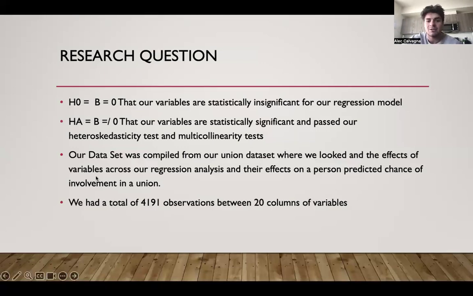With that said, our data set was compiled from the union data set, where we looked at the effects of our variables across our regression analysis and then the effects on the predicted chance of an individual's involvement in a union based on all other variables. In our data set, we had a total of 4,191 observations between 20 different columns of variables.